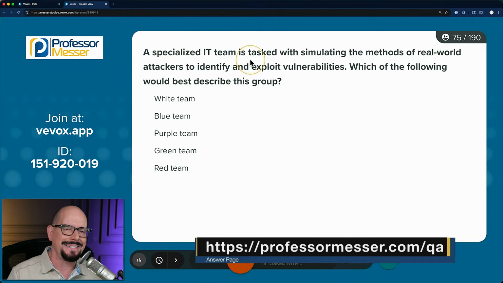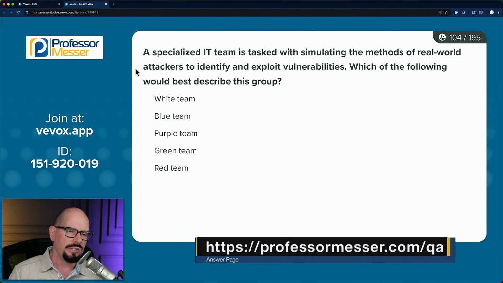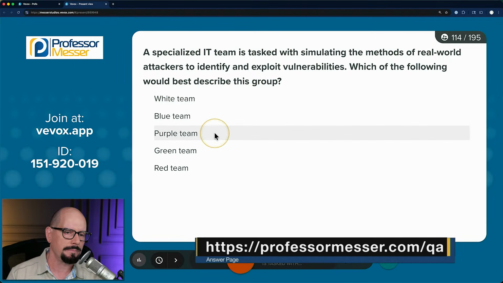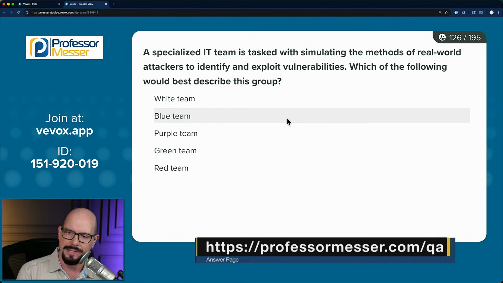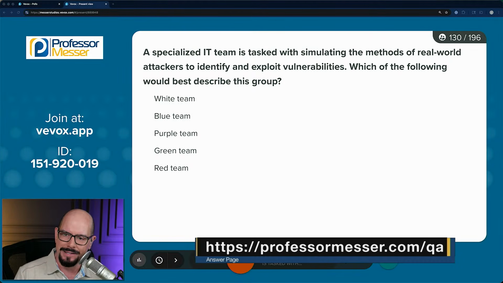A specialized IT team is tasked with simulating the methods of real-world attackers to identify and exploit vulnerabilities. Which of the following would best describe this group? Is it the white team, blue team, purple team, green team, red team? Take your pick. It's got to be one of these, right? And you'll be able to make that work for you.